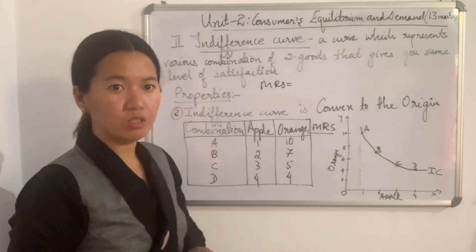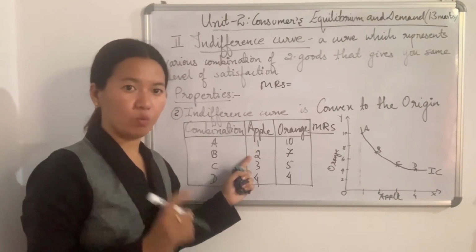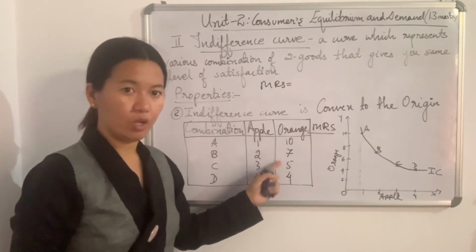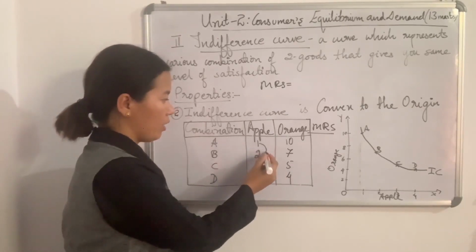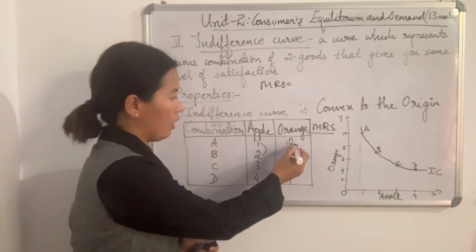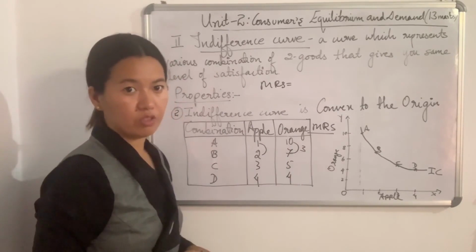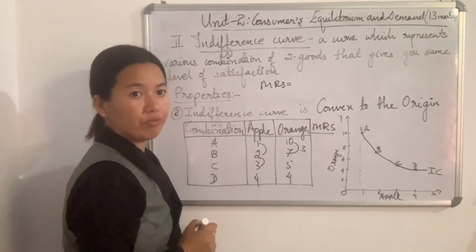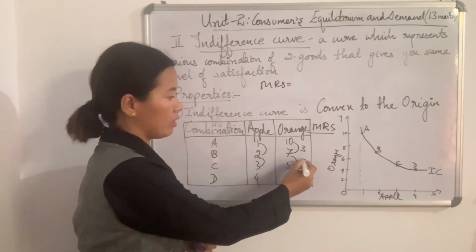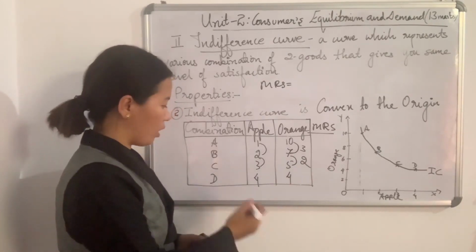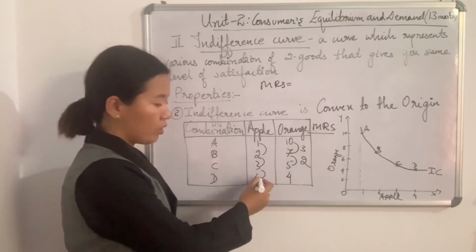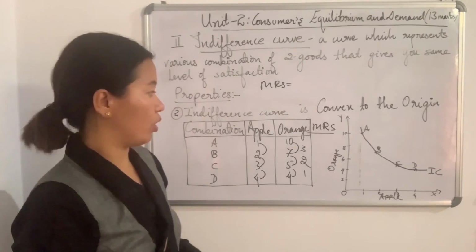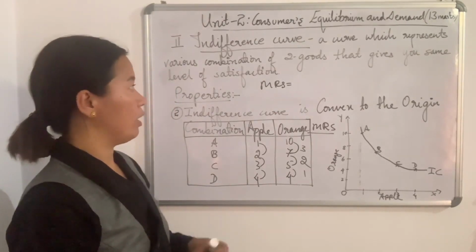MRS is the rate at which you are sacrificing the second good when you consume one more unit of one good. For example, here when I am consuming one more unit of apple, I am sacrificing 3 units of oranges. In the same way, in combination C, when I consume 1 unit of apple, I am sacrificing 2 units of oranges. In the same way, when I consume 1 more unit of apple in combination D, I am sacrificing 1 unit of the second good.